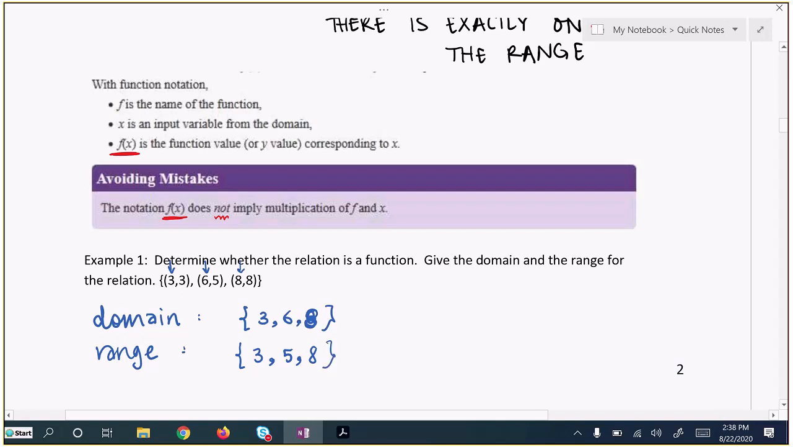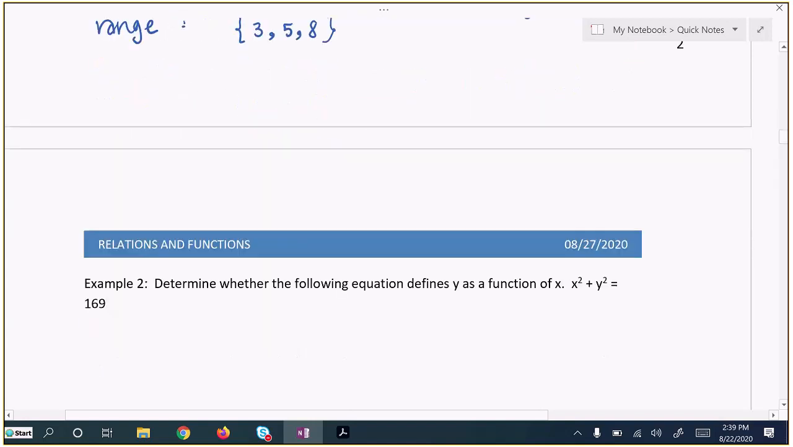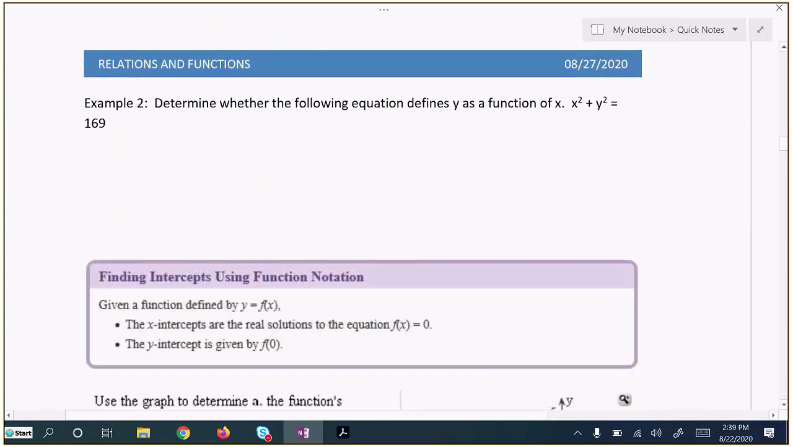Okay, and for each x in the domain, there were 3 ordered pairs. We have 3 x's in the domain. There is exactly one y value in the range, so this is a function. And we know its domain and its range.